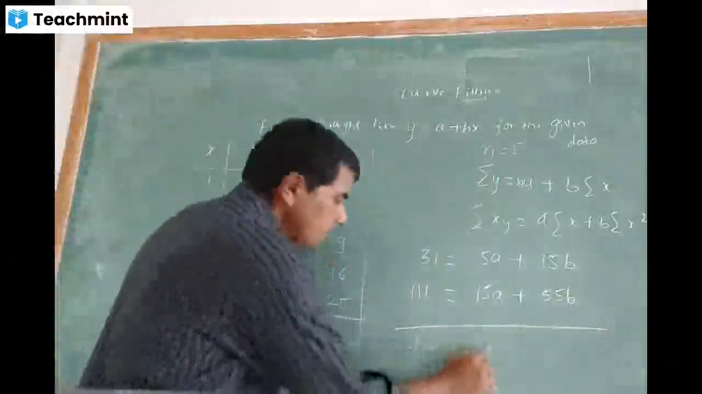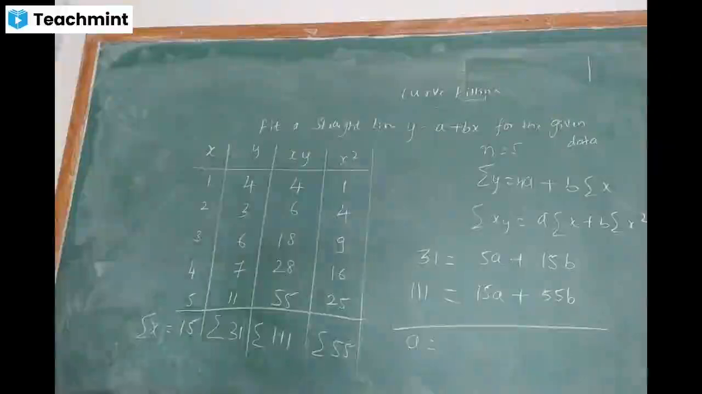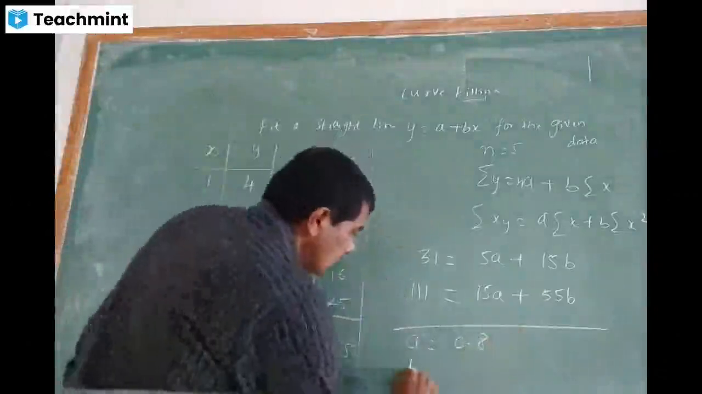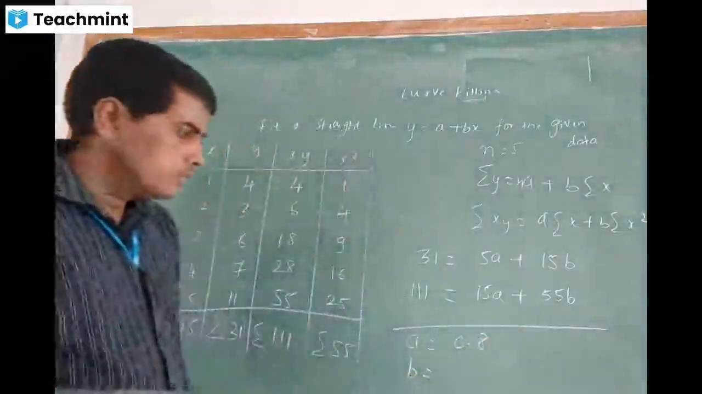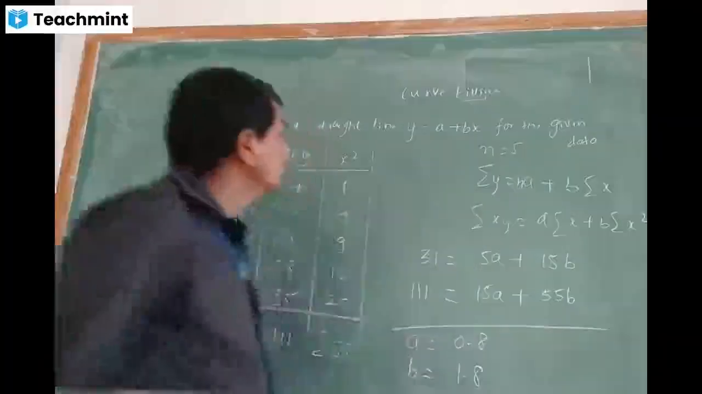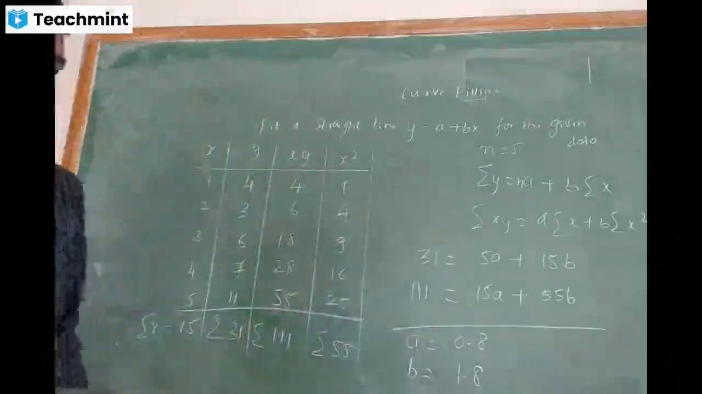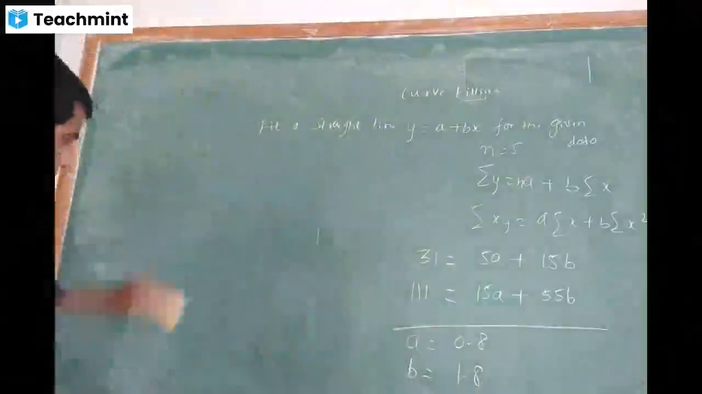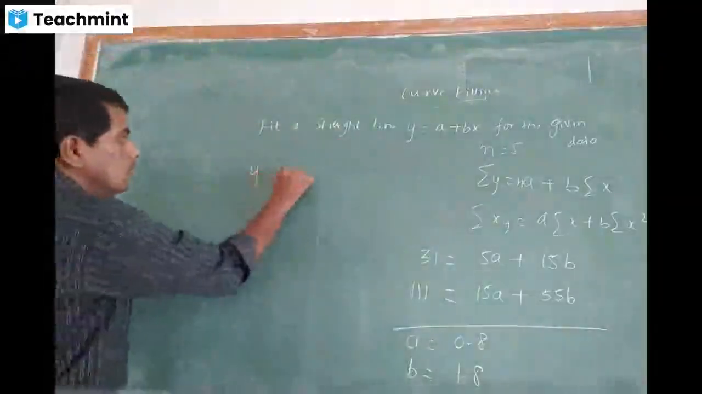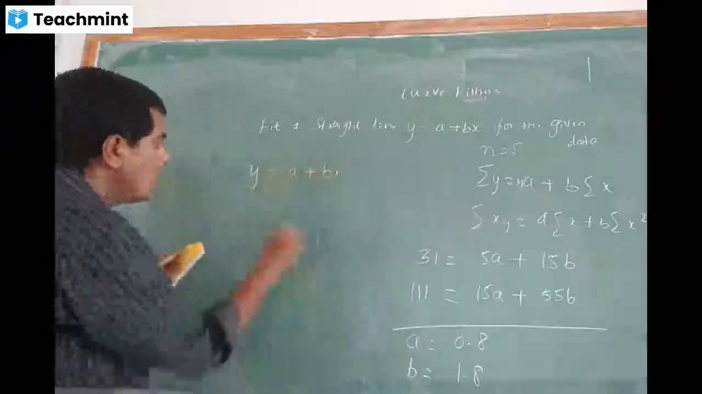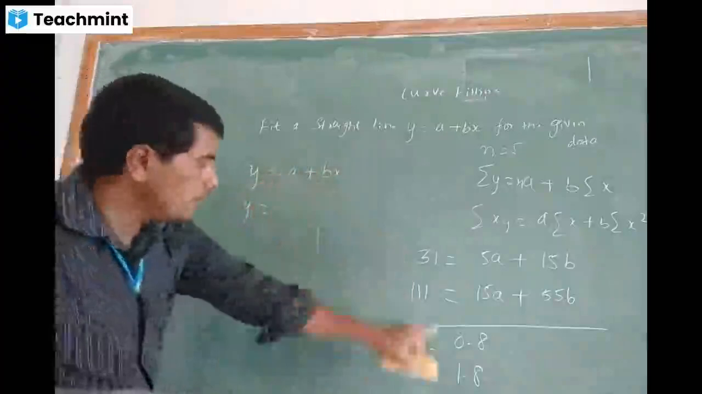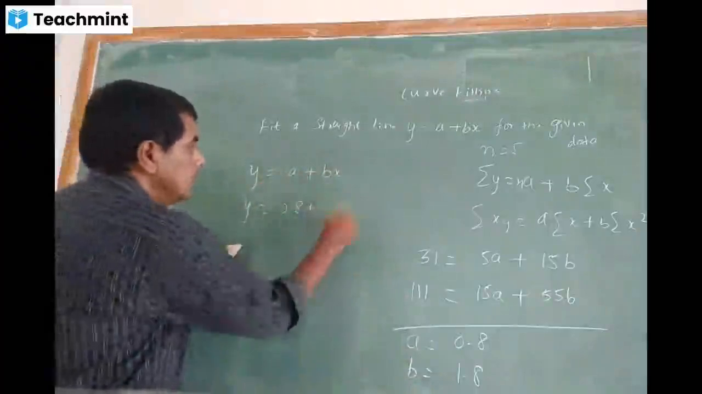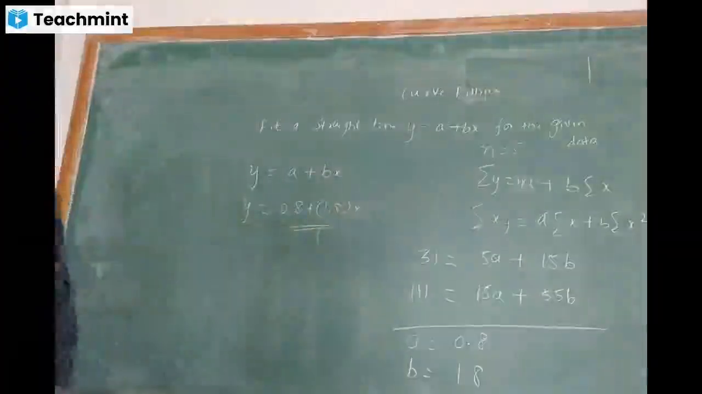A is 0.8, and D is 1.8. Yes. So y is equal to A, which is 0.8, plus D, which is 1.8, into x. That gives the prediction.